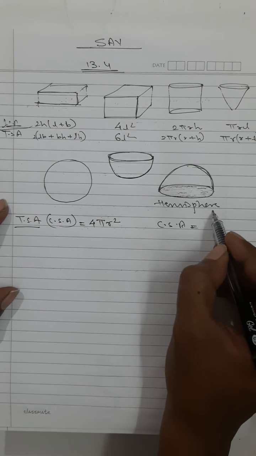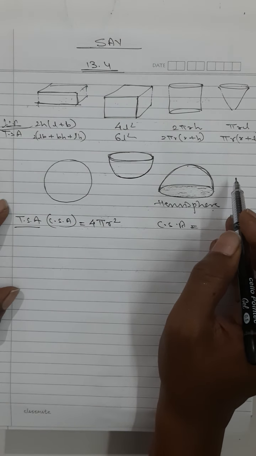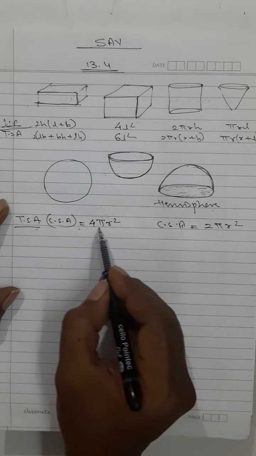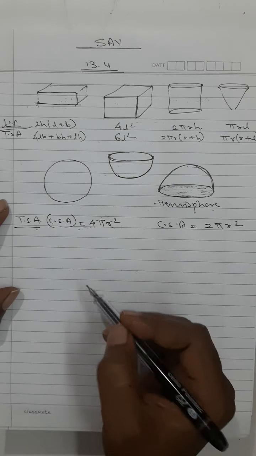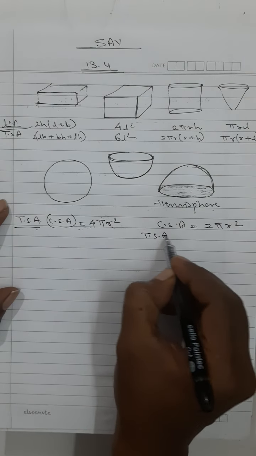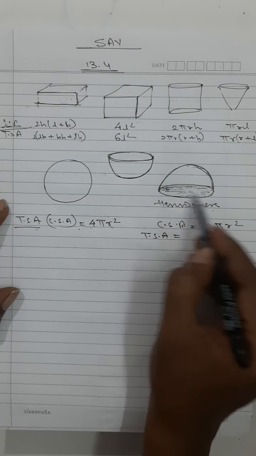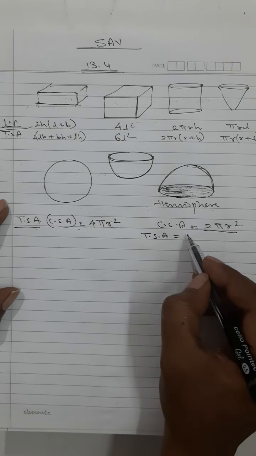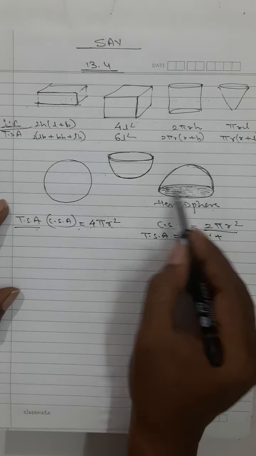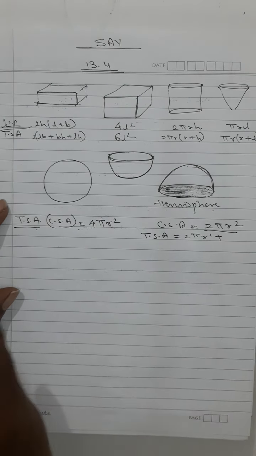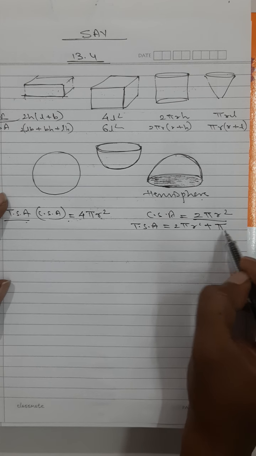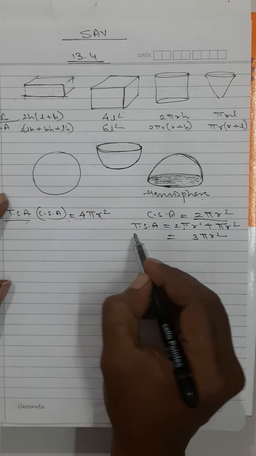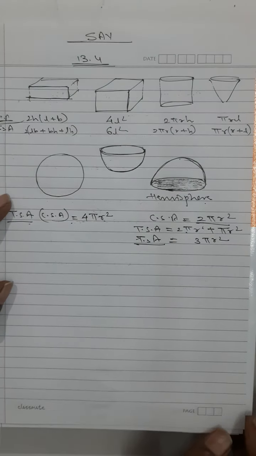Okay, the curved surface area of the hemisphere, just because hemisphere is half of a sphere, curved surface area will be actually half of this, half of 4 pi R square, 2 pi R square. But because it has got a flat surface area also, it will also have a total surface area. That will be 2 pi R square, means the curved surface area plus this flat surface area. This surface area basically is going to be what? A circular area. So the area of a circle is pi R square. So 2 pi R square plus pi R square is 3 pi R square. So this is the formula for total surface area of hemisphere.